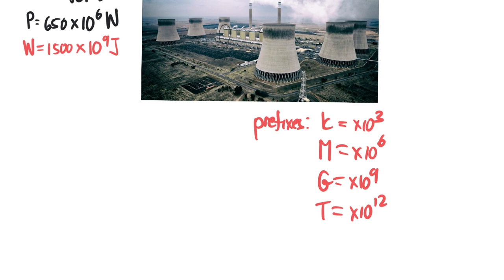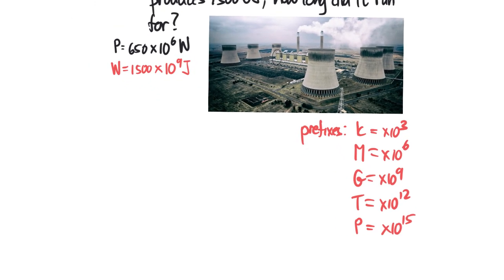So let's just take a look. Kilo is times 10 to the 3, it's 1,000. Mega is times 10 to the 6, which is 1,000,000. Giga is times 10 to the 9, which is 1,000,000,000. And tera is times 10 to the 12, which is 1 trillion. And they're even talking nowadays about peta, which is times 10 to the 15, which is 1,000 trillion, which I think is a quadrillion. All right, so those are the prefixes that we need to know in physics and in chemistry.